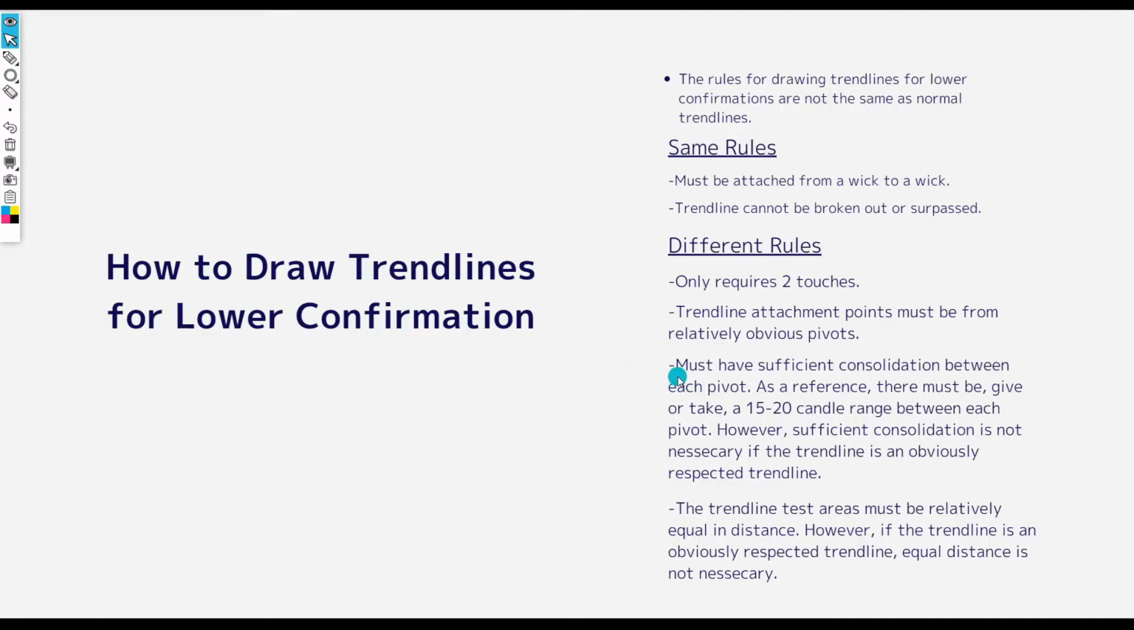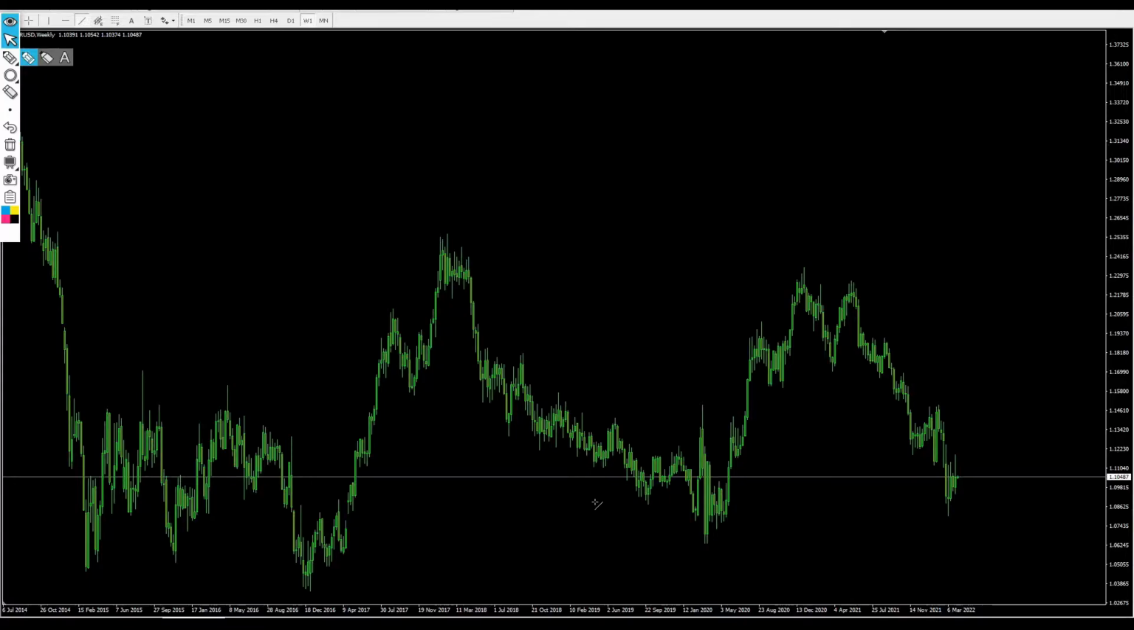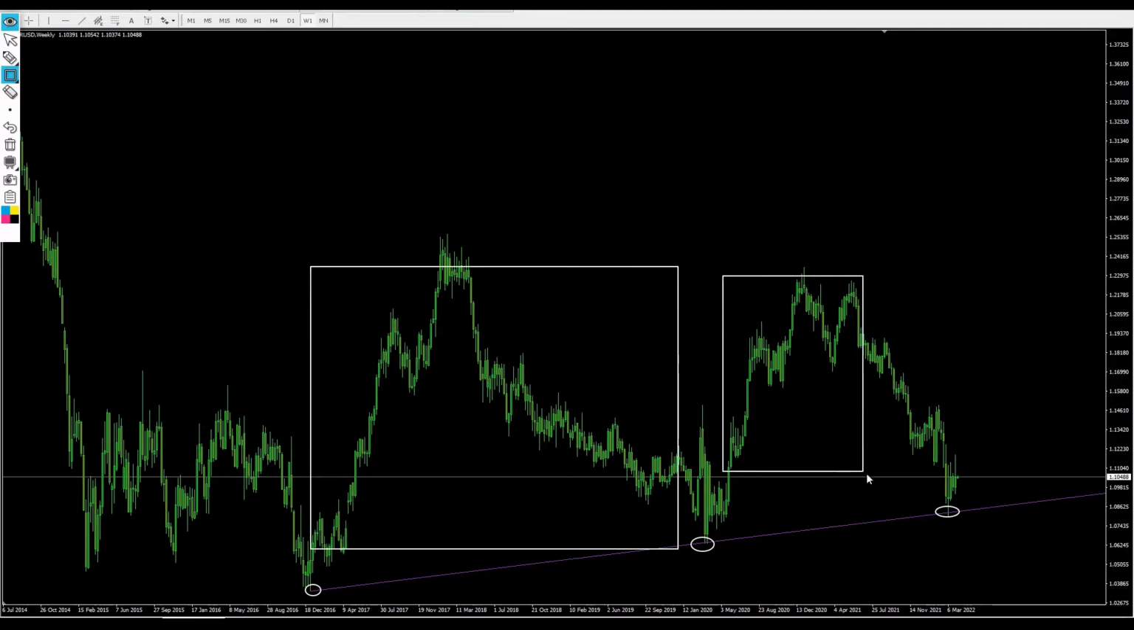A trend line for lower confirmation must have sufficient consolidation between each pivot. As a reference, there must be, give or take, a 15 through 20 pip candle range between each pivot. However, sufficient consolidation is not necessary if the trend line is an obviously respected trend line. What I mean by consolidation between the pivots is, say I drew this trend line from this wick to this wick, with the pivots being at this point and this point. The consolidation areas I'm referring to is the price action between each pivot, like so.